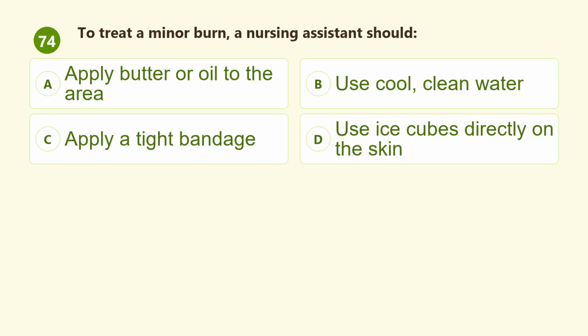Question 74. To treat a minor burn, a nursing assistant should: option A, apply butter or oil to the area. Option B, use cool, clean water. Option C, apply a tight bandage. Option D, use ice cubes directly on the skin.